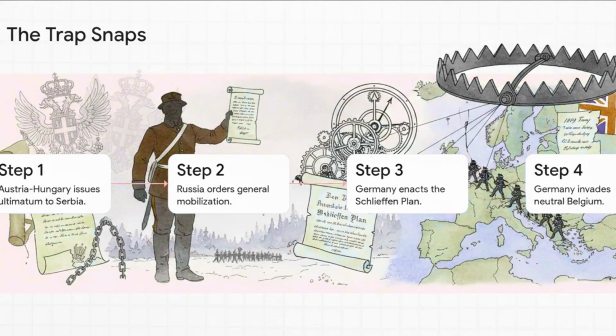The actual mechanics of how this unfolded are super important to understand. When Russia ordered a general mobilization to protect Serbia, Germany viewed it as a direct, unacceptable provocation. Facing this absolute nightmare scenario of a two-front war, Russia in the east, France in the west, Germany hits the panic button and enacts the Schlieffen Plan. This strategy meant German troops had to swing south into France by marching straight through Belgium. But here's the catch. Belgium was neutral, and their neutrality was guaranteed by a very old 1839 treaty signed by Great Britain. So by violating that treaty just to get to France, Germany essentially forced Great Britain to declare war. The alliance trap had snapped completely shut. There was no going back.